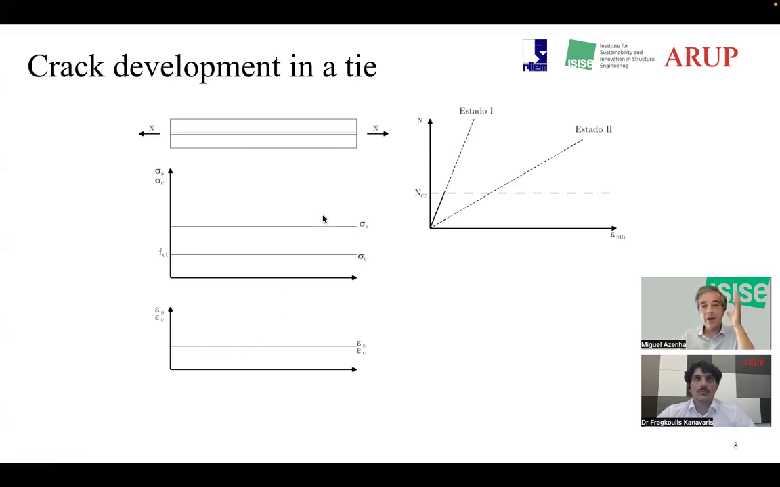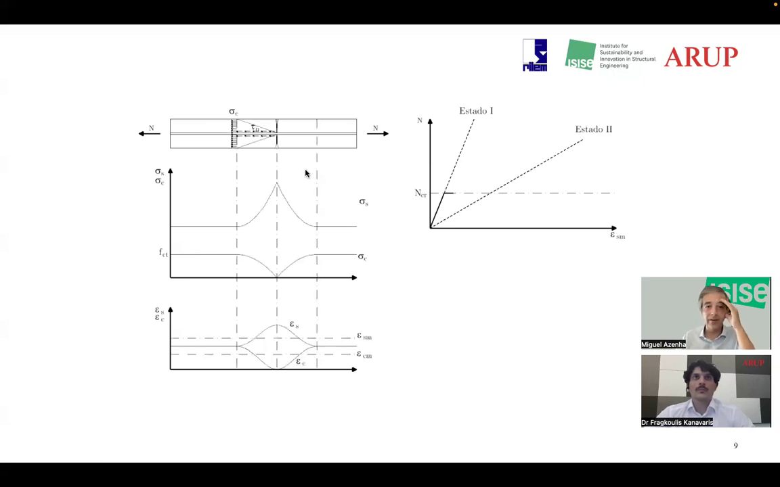And of course, before cracking, this is very simple. The concrete has a certain tensile stress, and the steel has another, which is a number of times bigger according to the homogenization between the two materials. And eventually we reach in the concrete the tensile strength. A crack will happen somewhere where there's a fragility. And here's an example of where it could happen.